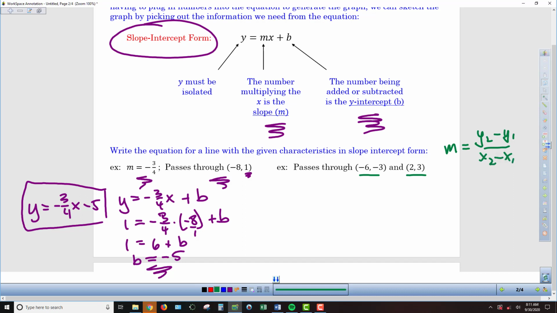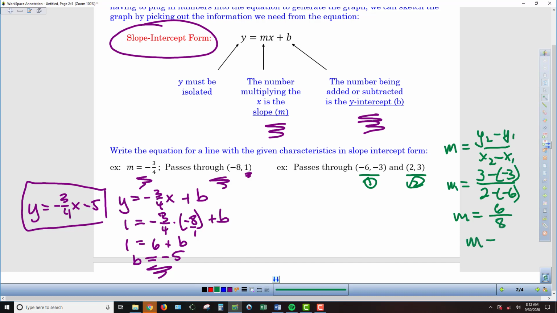So I just need to designate one of these as point 2 and one of these as point 1. We'll go ahead and just go in left to right order here, but it ultimately doesn't matter. So we've got m equals, so y2, the y coordinate of the second point, is 3, minus the y coordinate of the first point is -3. And then for the x's, x coordinate of the second point is 2, minus the x coordinate of the first point is -6. So we're ending up with 3 minus -3, so that's going to be 6 over 2 minus -6 is going to be 8.